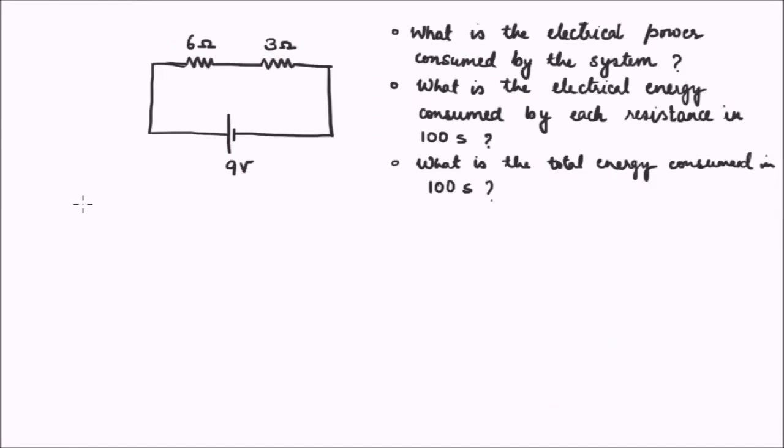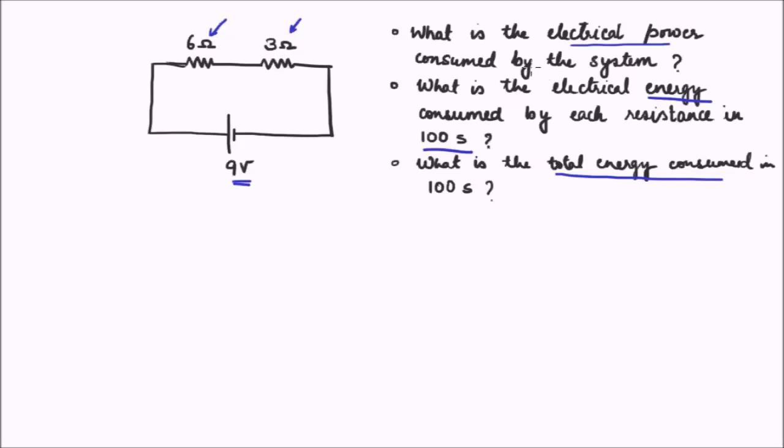This is the first numerical that we are going to see. Here we have two coils which have resistance, one of 6 ohm and another of 3 ohm. They are connected with a battery of 9 volt, and we are asked to find the electrical power consumed by the system. This part wants us to find the power consumed by the whole system, that is both the coils combined. The second part says, what is the electrical energy consumed by each resistance, that is by the 6 ohm and by the 3 ohm in 100 seconds. And finally, we need to find the total energy consumed in 100 seconds. So basically the third part will be the sum of the electrical energy consumed by the 6 ohm and by the 3 ohm.